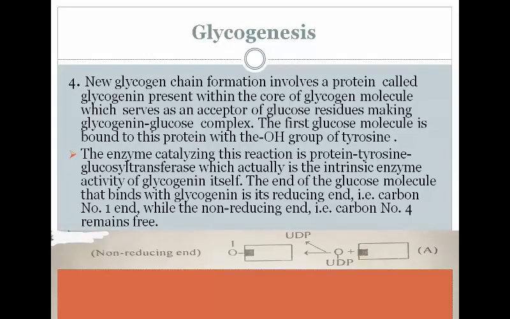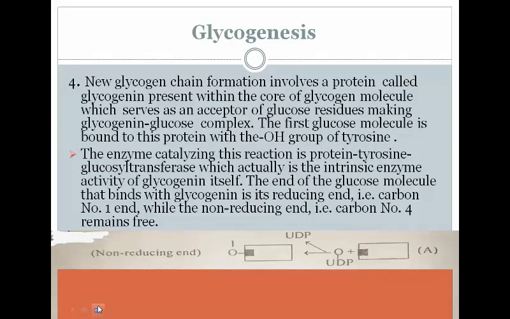Glycogen primer is formed on a protein primer known as glycogenin. If a pre-existing glycogen molecule is present, glycogen synthase starts forming 1,4-glycosidic linkages. But in case of formation of a new glycogen chain, it requires the protein glycogenin, which is present within the core of the glycogen molecule. It serves as an acceptor of glucose residues, making a glycogenin-glucose complex. What happened?